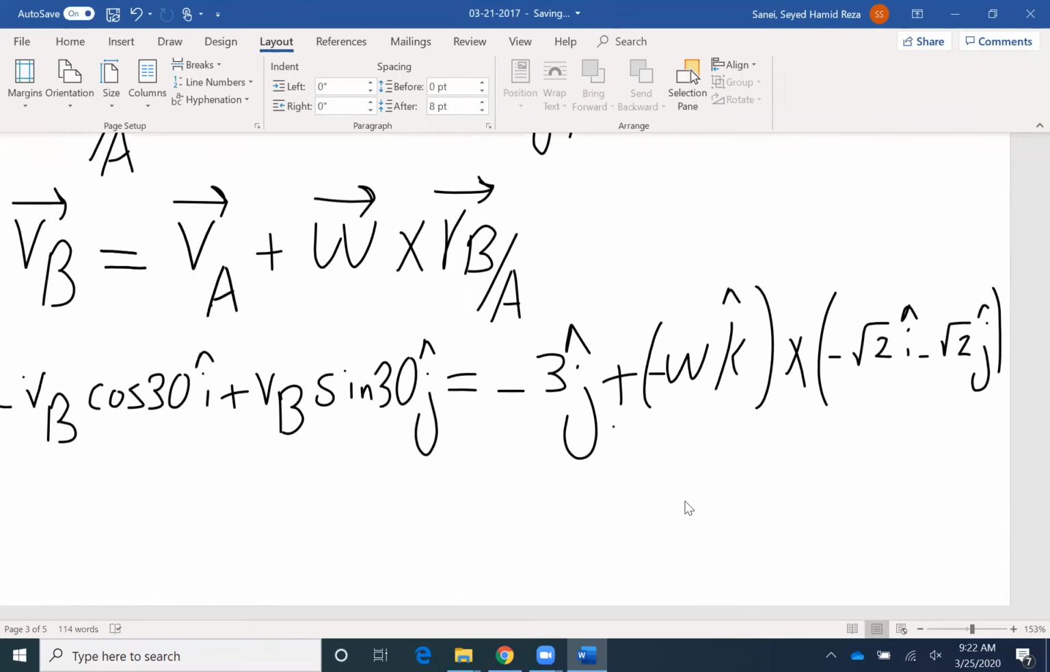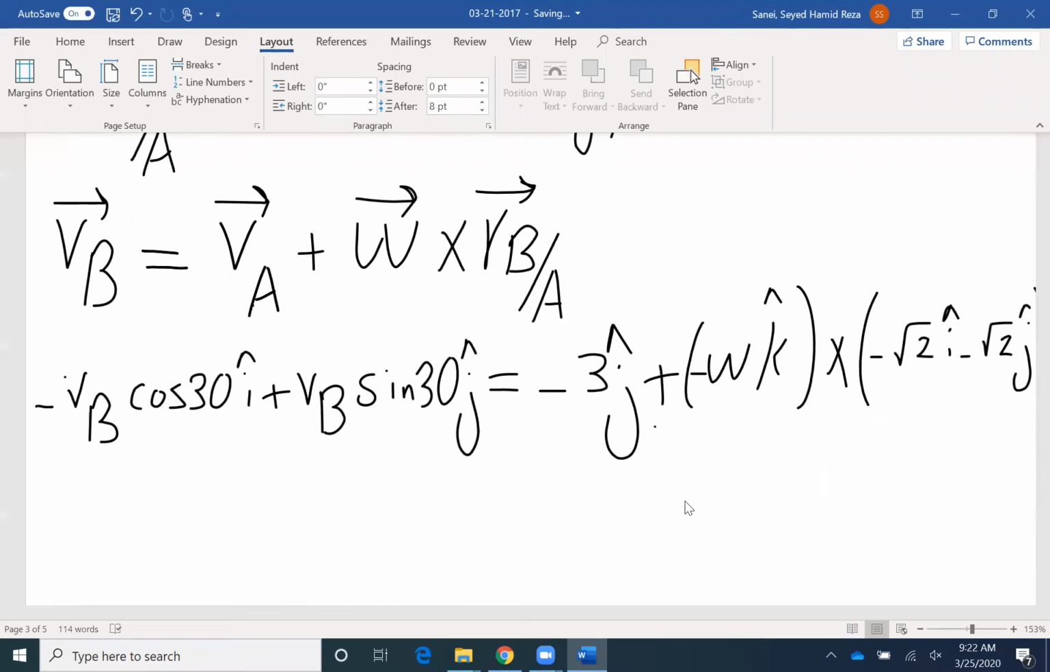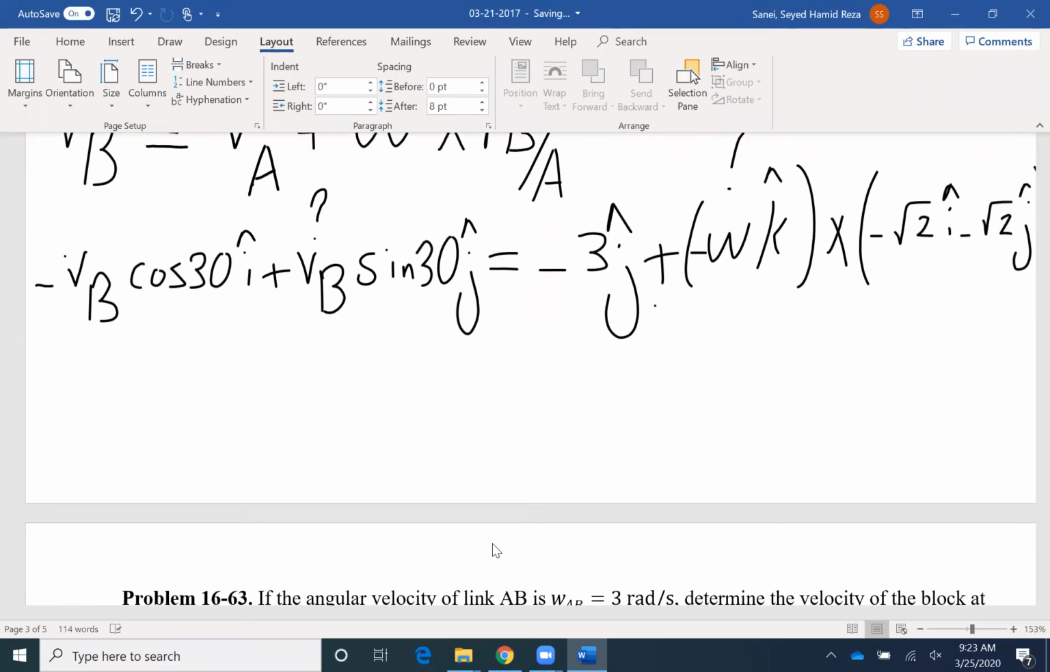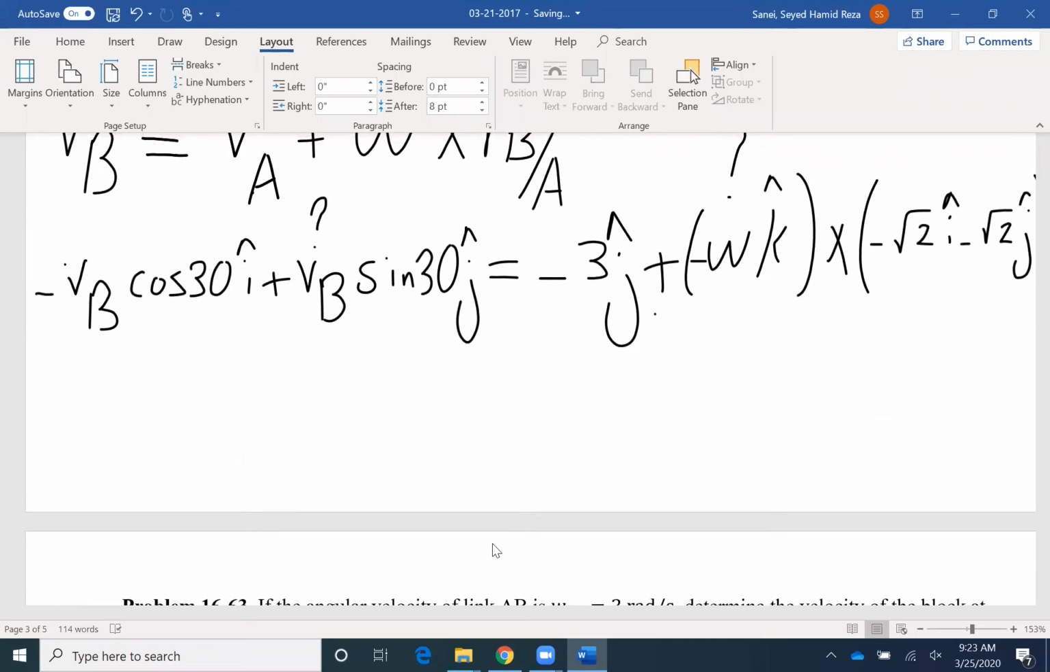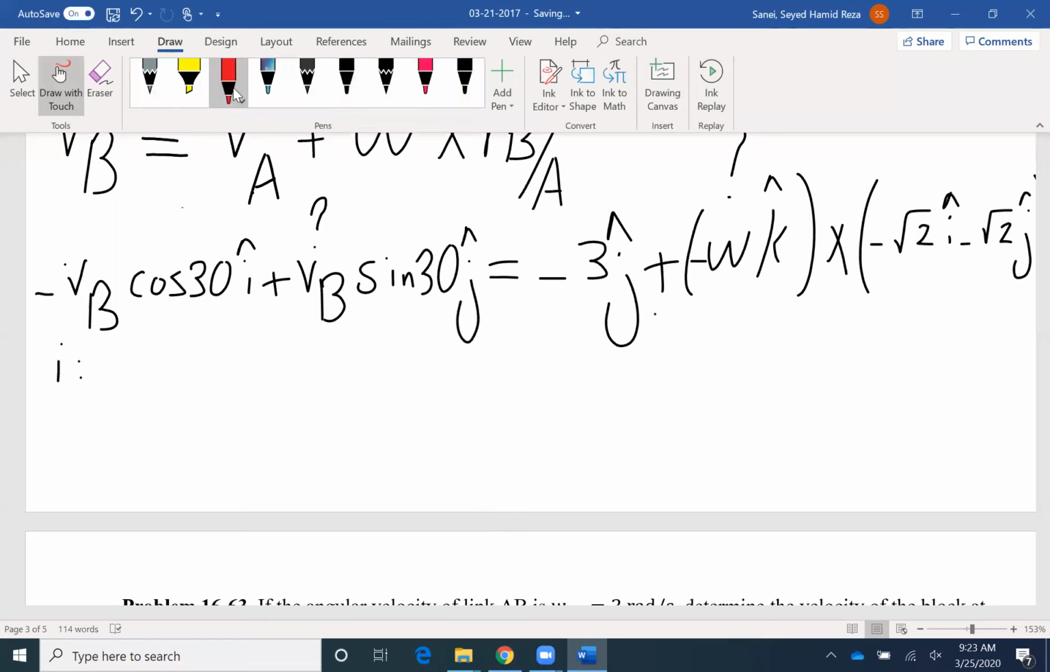So in this equation, when we look at the whole equation, we can see we have two unknowns. One is omega, and the other one is VB. But we are writing a vector formulation. That means that we have two equations, one for I and one for J. So for the I component, I have this. The I component on the left side should be the same as the I component on the right side.